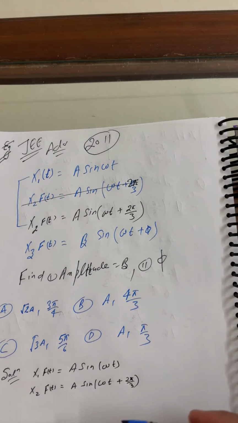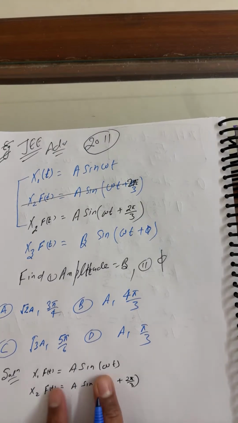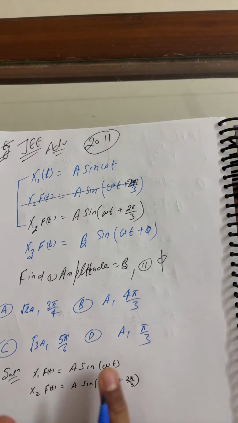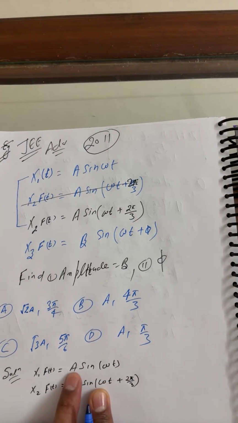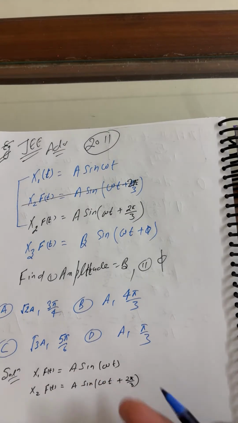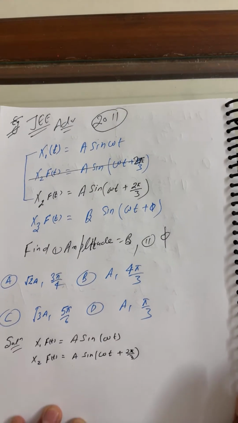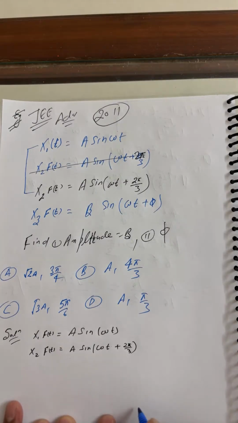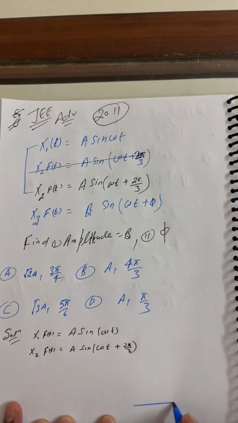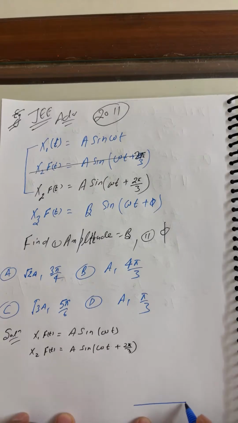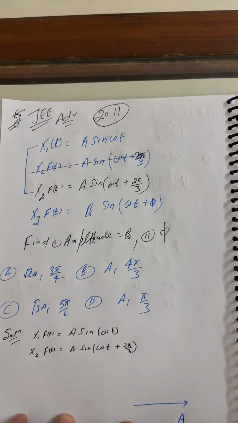So now, friends, you can easily write the phase difference in these two. You can say this is A1, this is A2, and both are A only. So you have to draw the vector diagram here. You can say this is amplitude A for both, so amplitude A for x1.